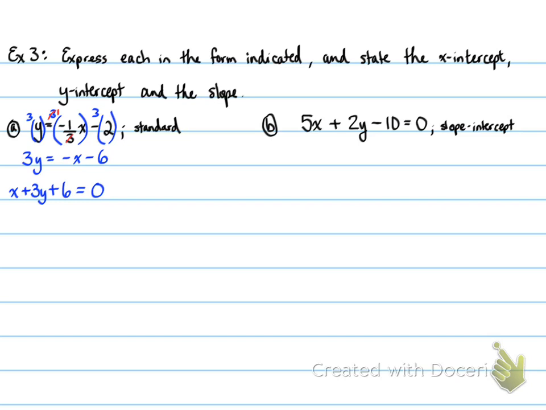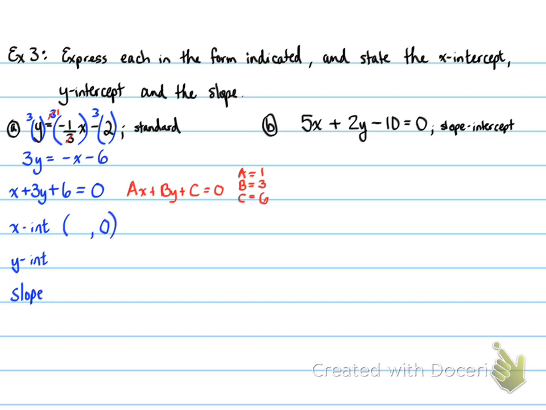Now, the question also asks you to state the x-intercept, the y-intercept, and the slope. Standard form helps us to find those things quickly. That is, we know that a is 1, b is 3, and c is 6. So we can find the x-intercept, the y-intercept, and the slope knowing the formulas we just did.